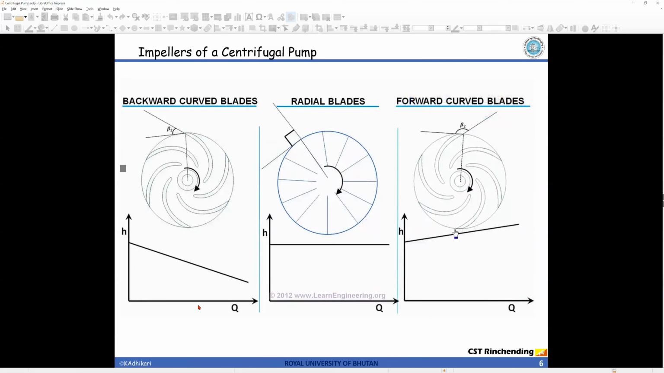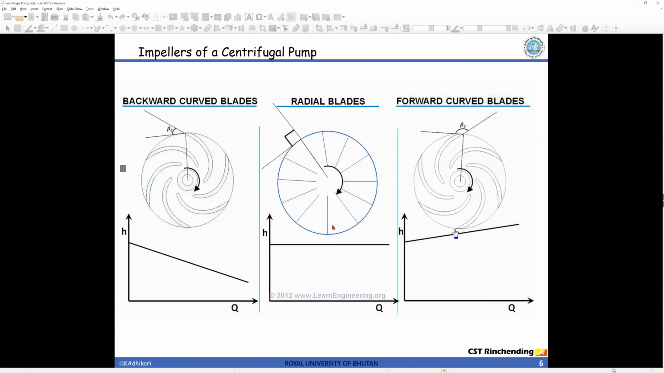Some of the properties of these different types of vanes are: for backward vanes, with an increase in discharge, the head goes on decreasing. For radial vanes or blades, with an increase in discharge, the head remains constant. And for forward curved vanes, with an increase in discharge, the head also goes on increasing. So they can be employed in different situations depending upon the requirement. These are a few examples of the different types of vanes.